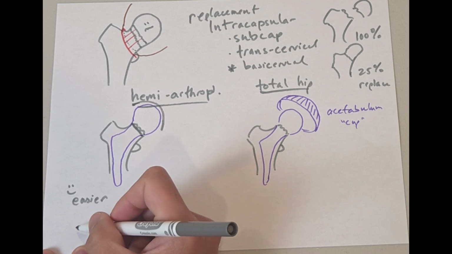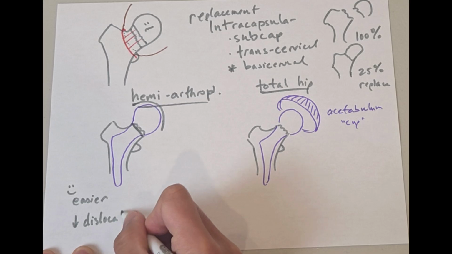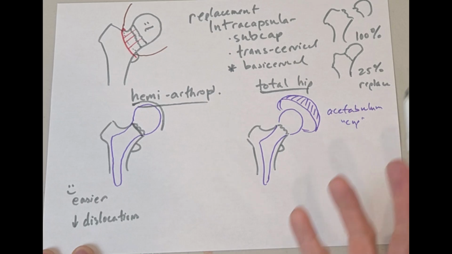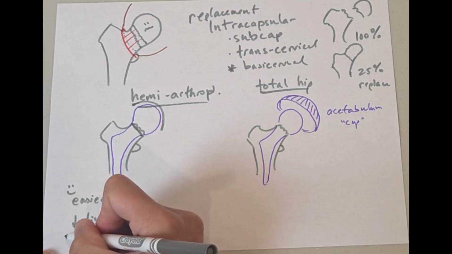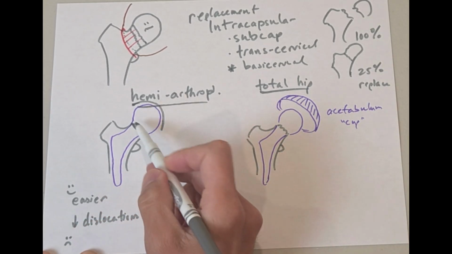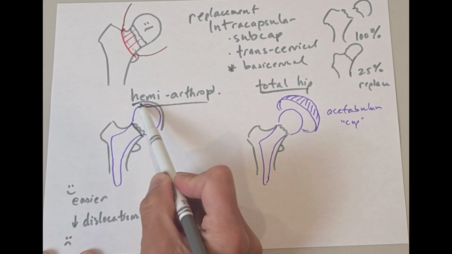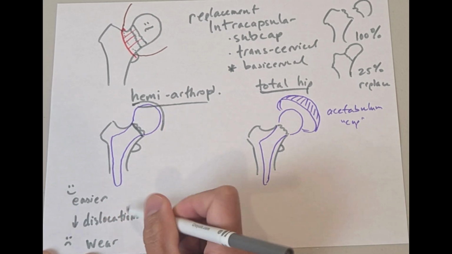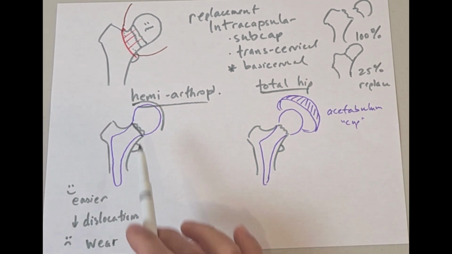The other advantage is that it's more stable. Another way to say that is there are fewer dislocations. So this ball can pop out of the socket. It happens. It's unfortunate. It happens more with a total hip. So this is much more stable. Now the downside of the partial hip replacement, or the hemiarthroplasty, is that this metal ball can wear out the socket. That takes a long time, more than 10 years, so in most cases that's okay.